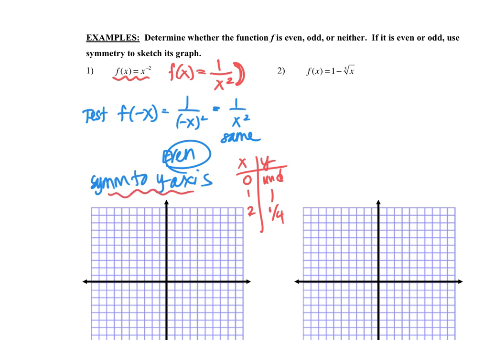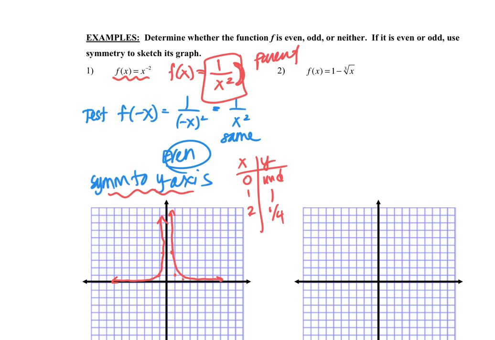Now, I just want to show you something here. Do you recognize this function? That's a parent graph. We already know what that looks like. You could take this right off of your parent graph sheet. It looks like this, but we already know this symmetry exists. So it's another way to look at how I would graph a function that looks like this.